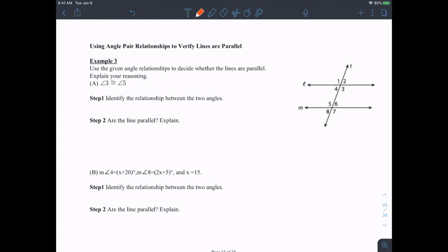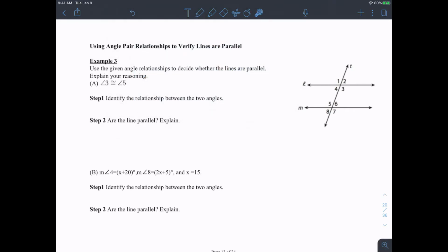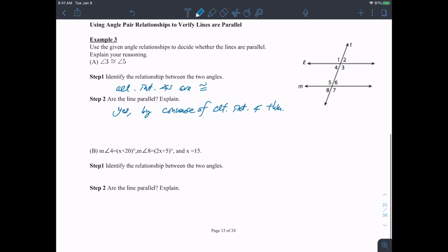Using the angle pair relationship, verify the lines are parallel. Well, is that true? If angle 3 and 5 are congruent, well, it says identify. Well, they're alternate angles, aren't they? This one and this one. So this is alternate interior angles congruent. And then, yes, but are they parallel? Of course they are, because of the converse of the alternate interior angle theorem. All right, part B.